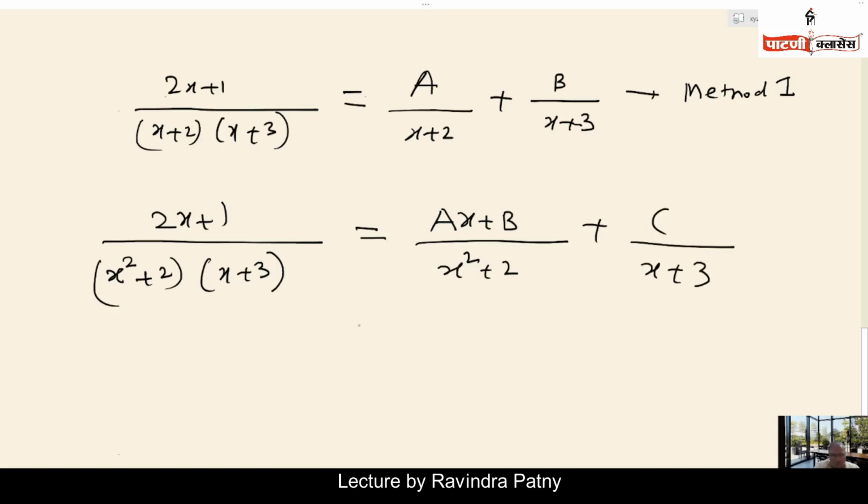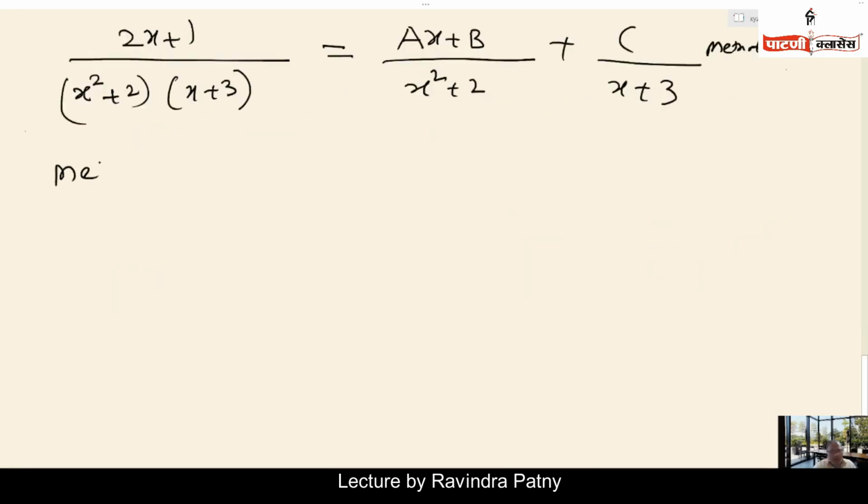So the partial fraction for a single x raised to 1 and the partial fraction for x raised to 2 are different. A different procedure is there. So this is called method number 2. I repeat once again: if in one of the brackets a square term is there, then you write ax plus b, and plus c. Now it is your responsibility to get the values of a, b, c.